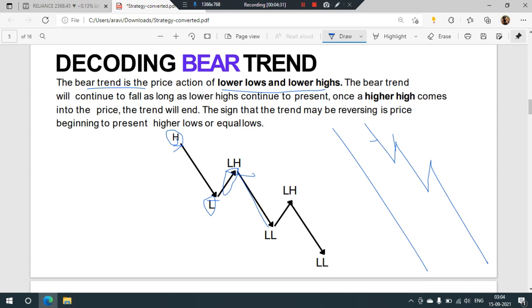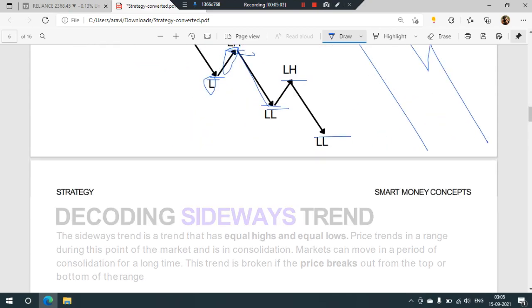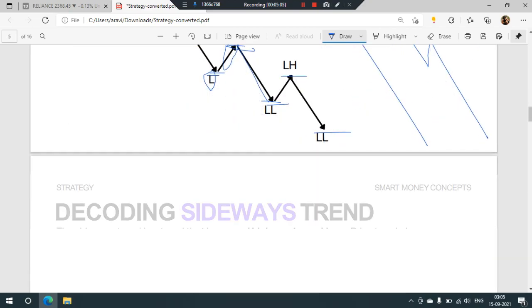This forms a new high. Since this new high is lower than the previous high, it is known as a lower high, and this forms a new low. This low is lower than the previous low, so it's known as a lower low. Then again it corrects to form a lower high and a lower low. This high is lower than this high, so it's a lower high, and this low is lower than this low, so it's a lower low. I hope you understand these two parts.